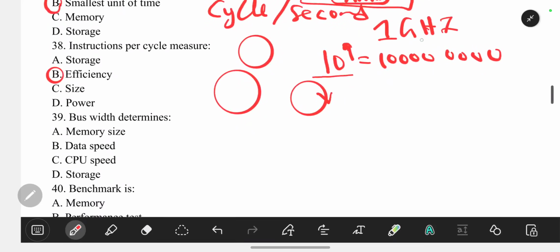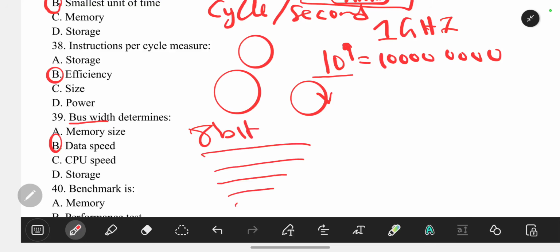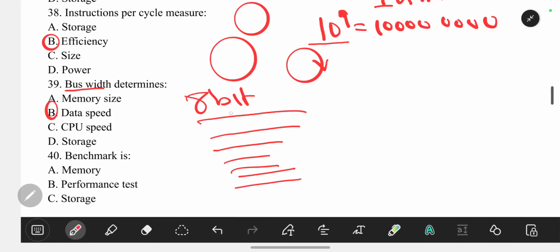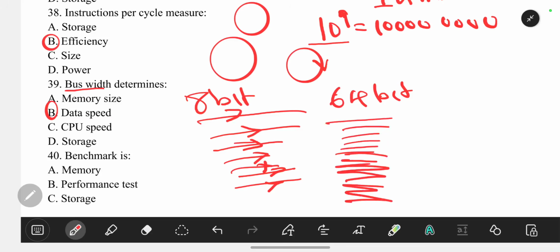Number 39, bus width determines the data speed, the rate at which data is transferred. With bus width, we might have 8 bits, meaning 8 bits of data can be transferred at once. Let's say we have 8 lines, 8 of them can be transferred at once. That is what we call bus width. If you have 64 bits, it means 64 bits of data can be transferred at once.